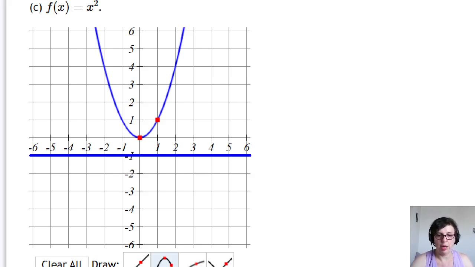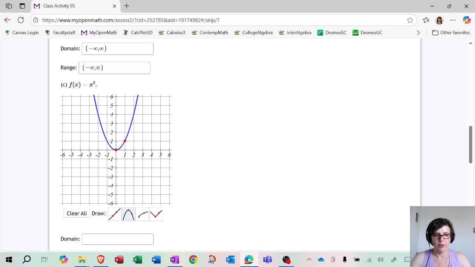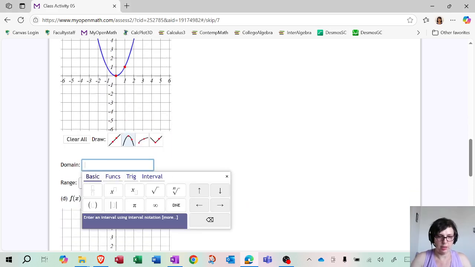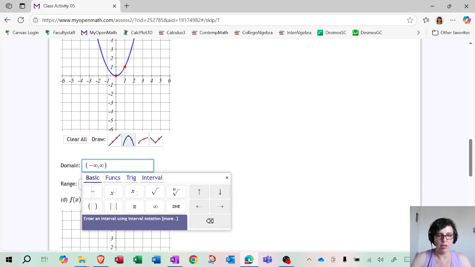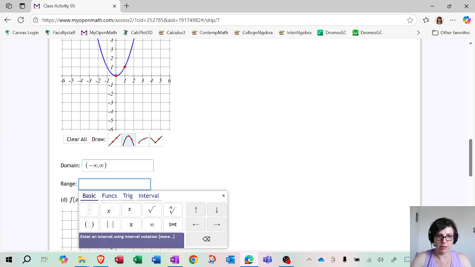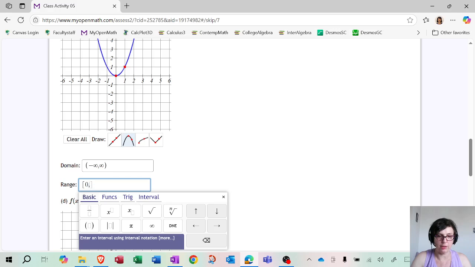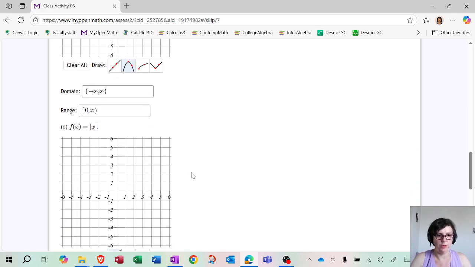However, the range is not all real numbers because the graph starts right here. So it's really going to start over here and go all the way up. But it's not -infinity to infinity. It starts at 0. Okay, so let's summarize that. So for the domain, no restriction. For the range, we're going to start at 0. 0 will be included because that's the vertex. It does reach the vertex. And then we're going all the way to infinity.